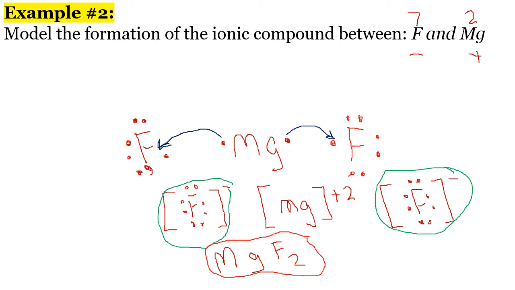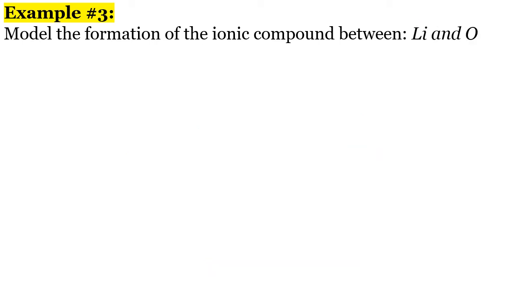Let's do another one. In this example, we have lithium and oxygen. So if we look on the periodic table, lithium has one valence electron. It's going to be our cation. And then we have oxygen. Oxygen has 6 valence electrons. It's going to be our anion.